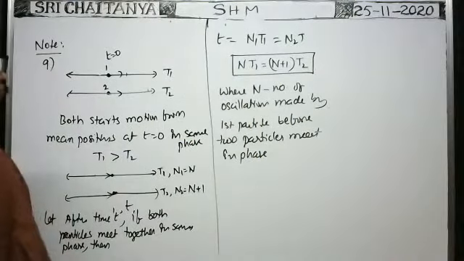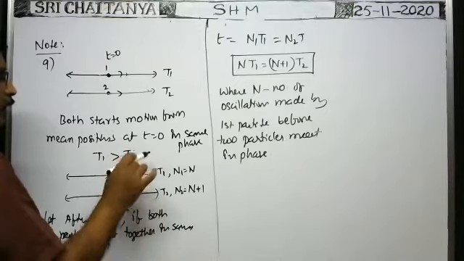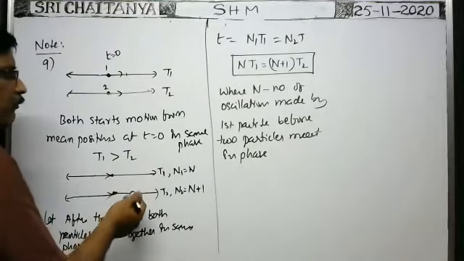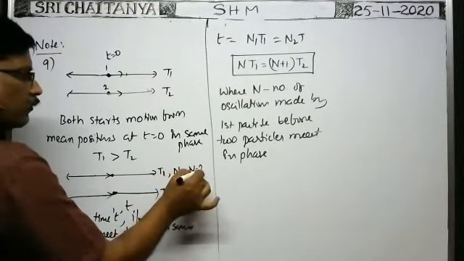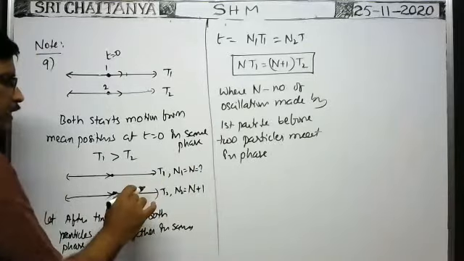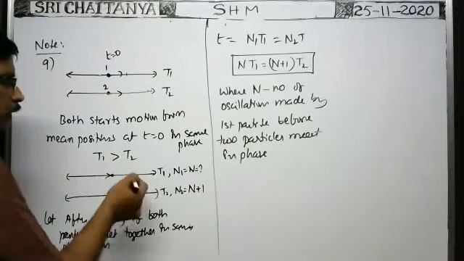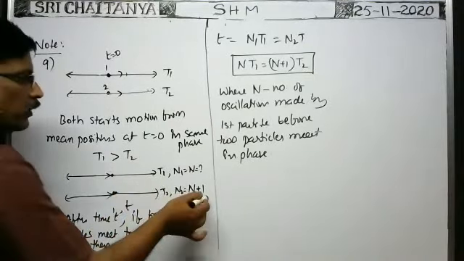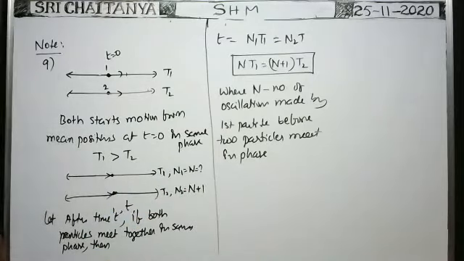Now, the number of oscillations made by the first particle before they meet together in the same phase, that is n, we have to calculate. The number of oscillations made by the second particle to meet together in the same phase, that is n plus 1, we have to calculate. That is the question. Okay.